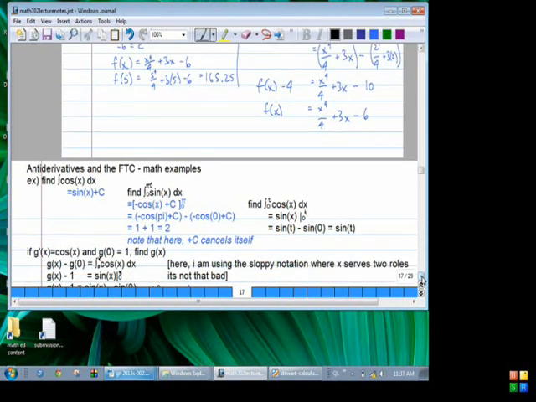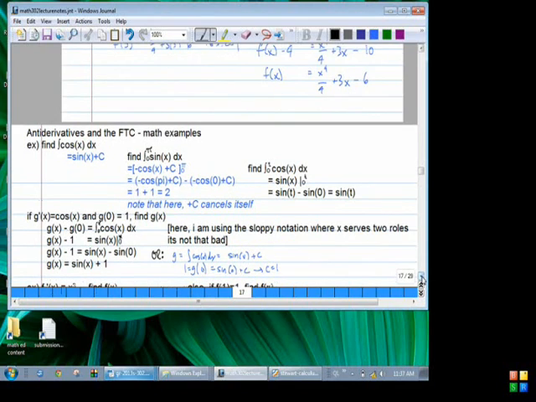Here it is written out two different ways. In the first column I wrote it out using the FTC, and in the second column it's just done with the plus c. By the way, I'll be referring to the fundamental theorem of calculus as FTC, pretty much always.